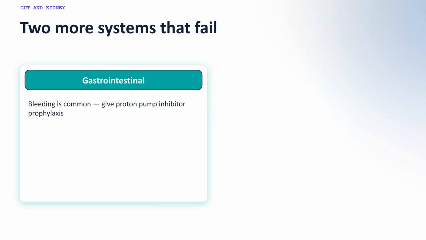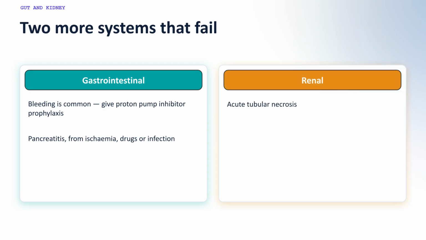Gastrointestinal bleeding is common enough that proton pump inhibitor prophylaxis is routine, and pancreatitis occurs from ischemia, from the drug, or from infection. On the renal side, you can get acute tubular necrosis or hepatorenal syndrome, plus a characteristic set of electrolyte problems: low sodium, low potassium, and low phosphate. The phosphate one is worth knowing. It is easy to overlook, and it worsens both weakness and mental status.